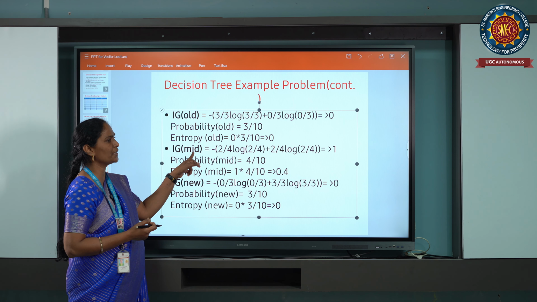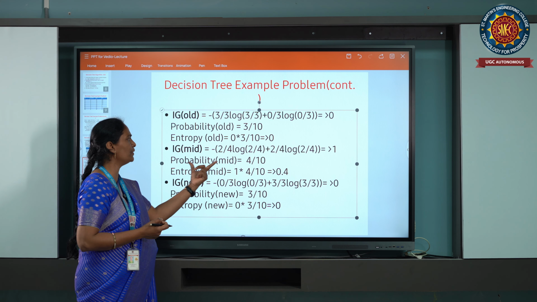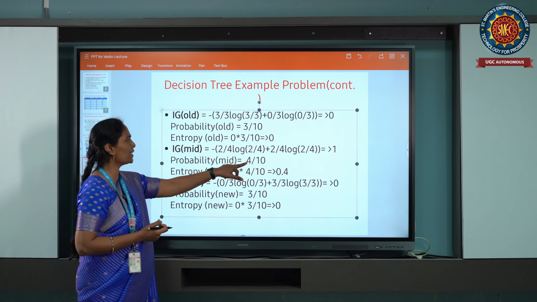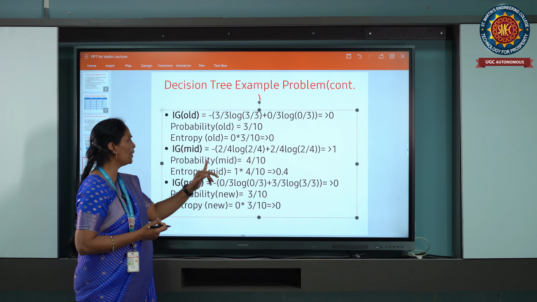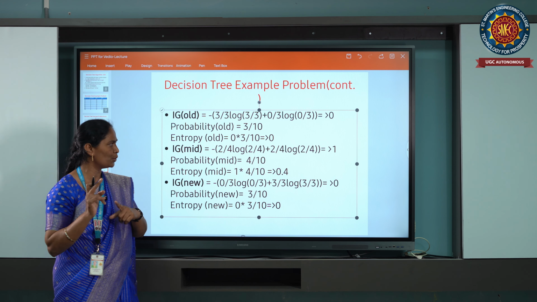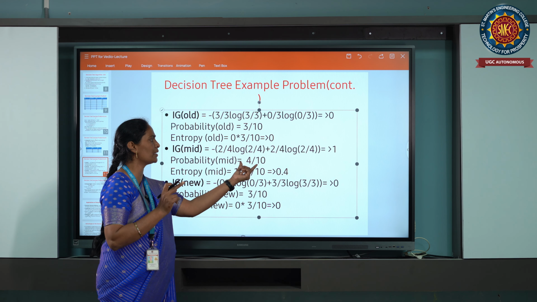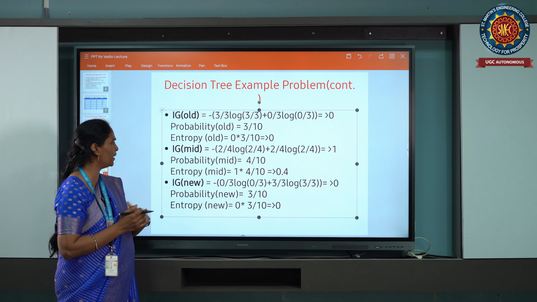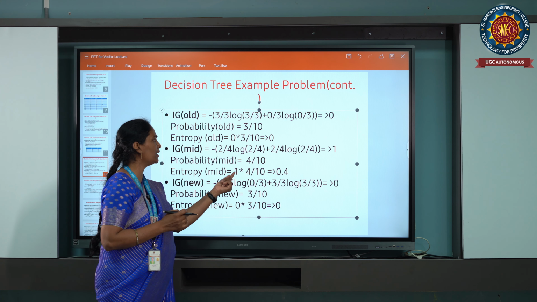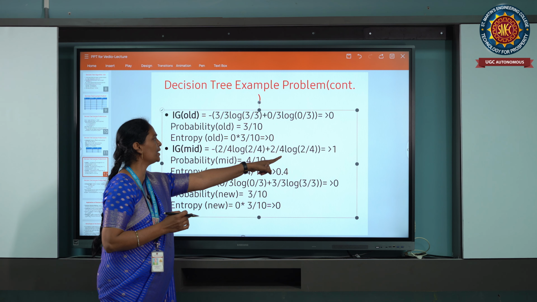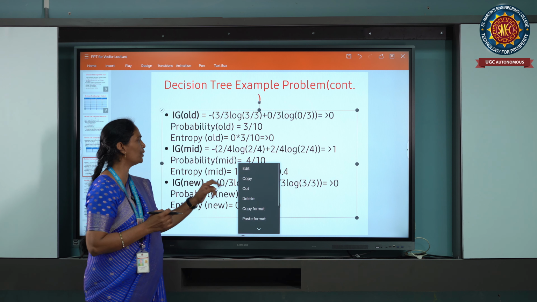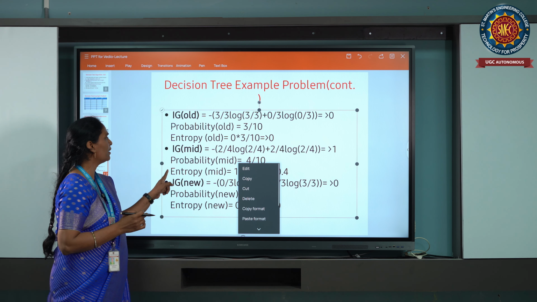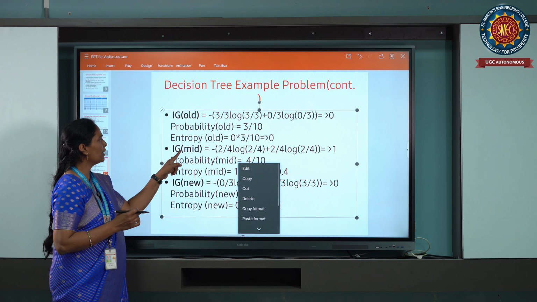That is the information gain of the mid. Then the probability of the mid, we are multiplying with the given data set, that is 4 divided by 10. Because here we are getting 2 plus 2, the two values of the up and down counts. So totally 4 by 10 you are getting as the probability for mid. Then the entropy for mid is 1. So here the information gain is 1 into the probability. So 1 into 4 by 10, here you will get 0.4 for the entropy of the mid.